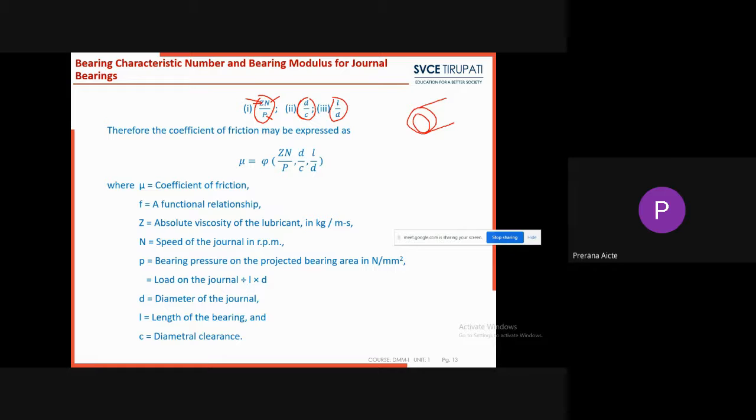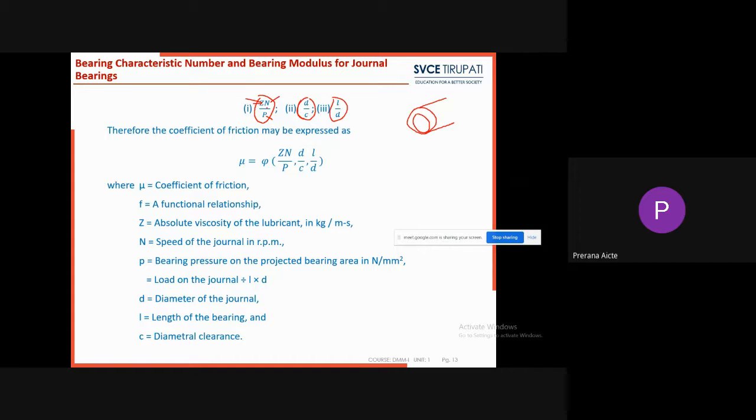So in our design of the journal bearing, we need to find two bearing numbers. One is from the application, and one is as per the given data. From the table we have to get the value of ZN by P. According to the given data, what is the value of ZN by P? Of these two values, the larger value is the final value of the bearing number.